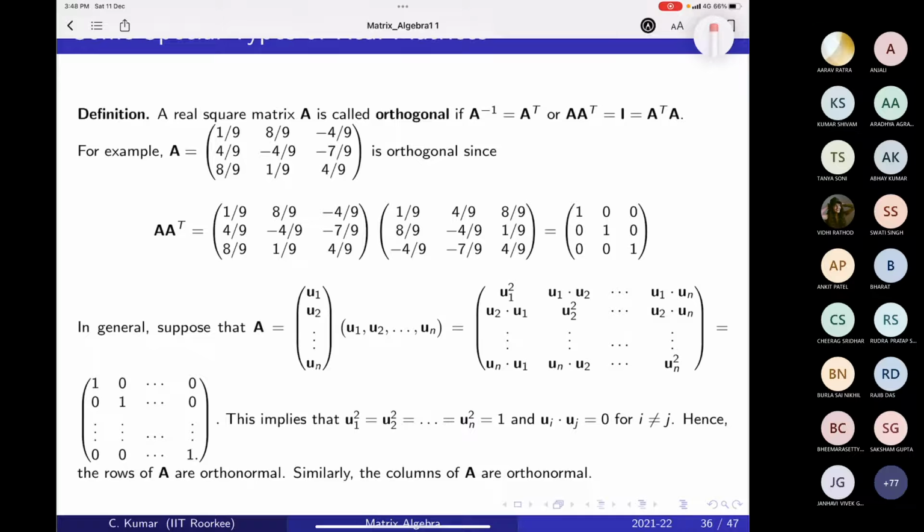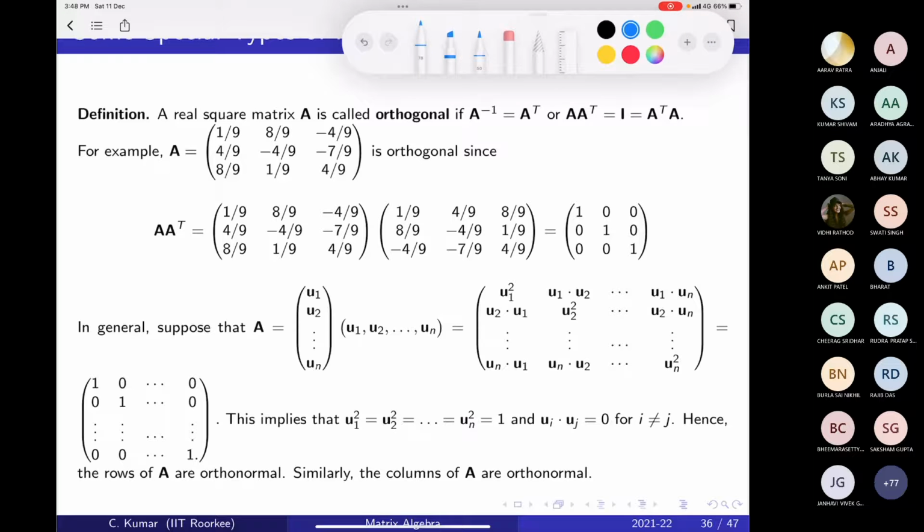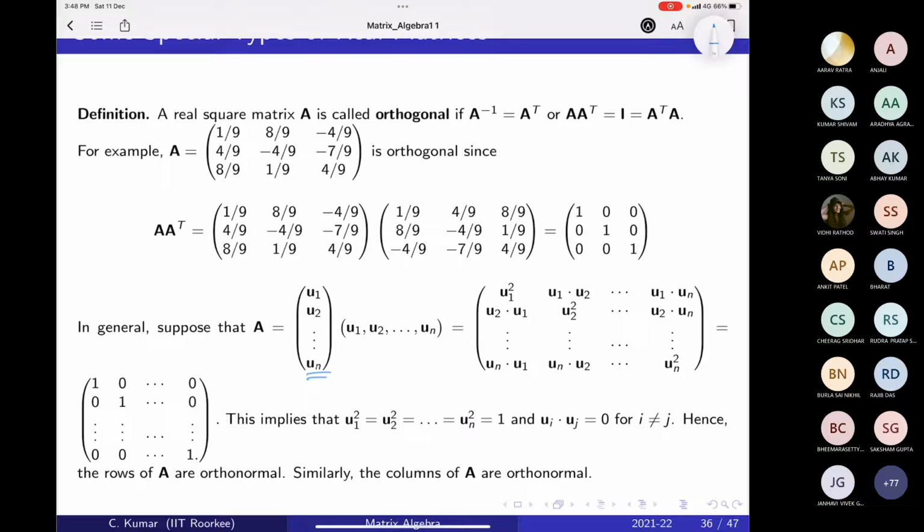Matrix A consists of the row vectors U1, U2, Un. I think there is one typing mistake again. So it should be A into A transpose. Now in A transpose, the first row of A will become the first column of A transpose. So A transpose will be U1, U2, Un. And then you multiply them, so you get this matrix. And for this matrix to be orthogonal, this should be equal to the identity matrix, which is this one.